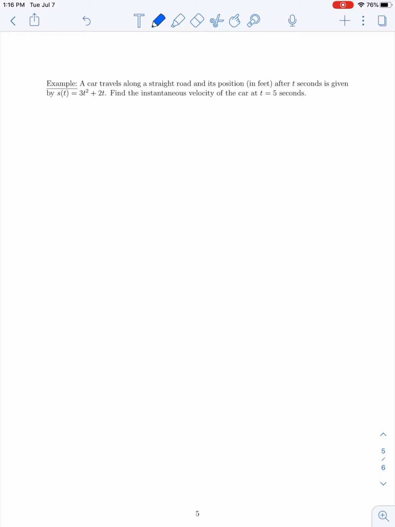In this next example, we have the same problem. A car is traveling along a straight road, and its position in feet after t seconds is given by this position function 3t squared plus 2t. And we are asked to find the instantaneous velocity of our car after 5 seconds.